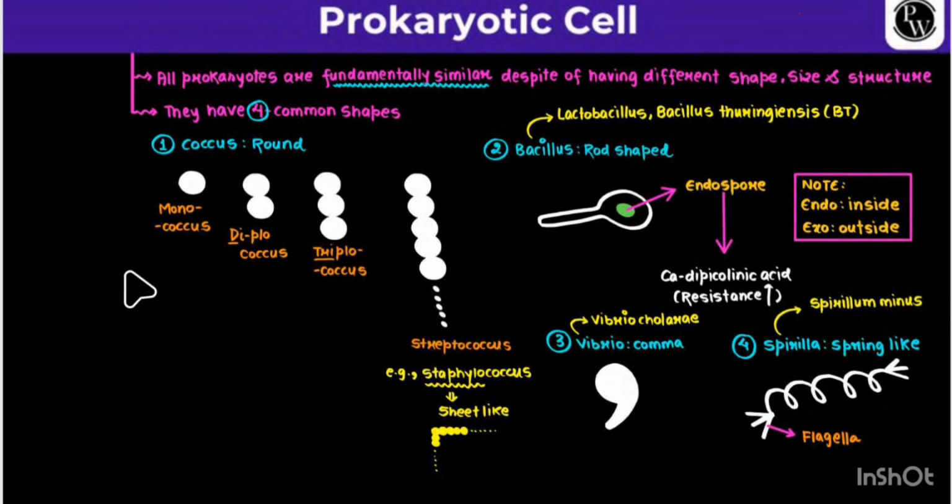All prokaryotic cells are fundamentally similar despite having different shape, size and structure. They have four common shapes: coccus, which is round, and bacillus, which is rod shape. Endo is inside, exo is outside. Here we can see streptococcus and staphylococcus, vibrio, which is comma shaped, and spirillum, which is spring-like, we have to remember.